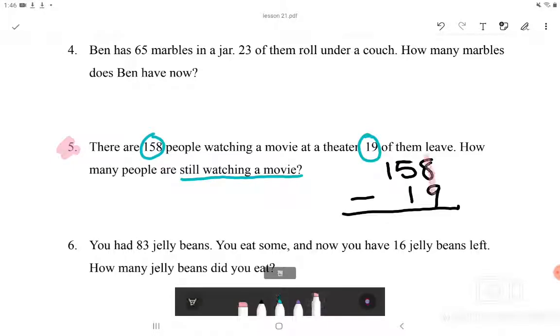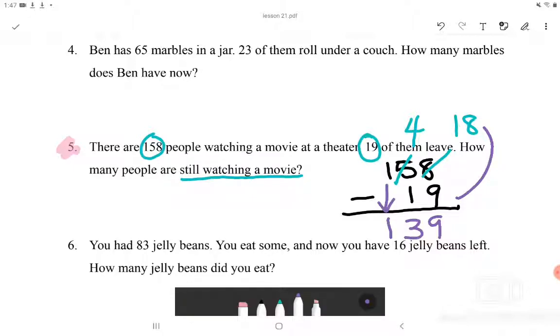Since we cannot do 8 minus 9, we will be borrowing 1 from 5. So this will be 4, and this will turn into 18. 18 minus 9 is 9. And now since 5 has changed to 4, 4 minus 1 will be 3, and 1 coming down will be 1. So we know that there is 139 people still watching a movie.